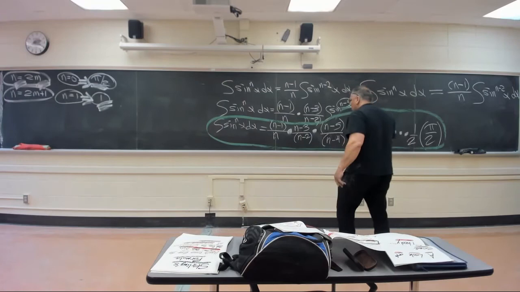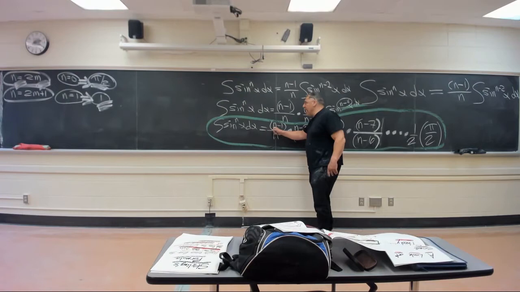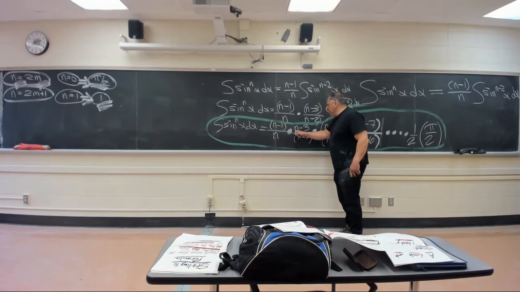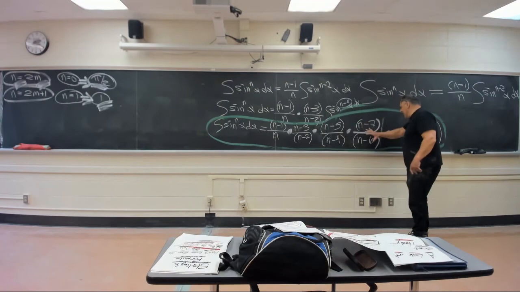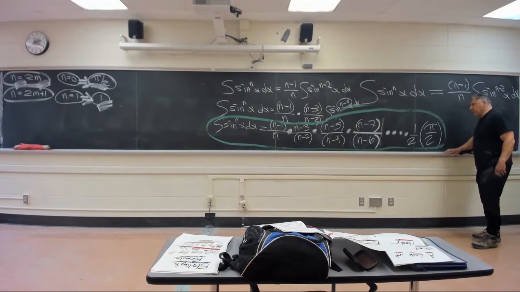If n as in Nancy is 2 times m as in mom for the evens, we get 2m minus 1 over 2m, times 2m minus 3 over 2m minus 2, times 2m minus 5 over 2m minus 4, dot, dot, dot, all the way down until you got it to here.